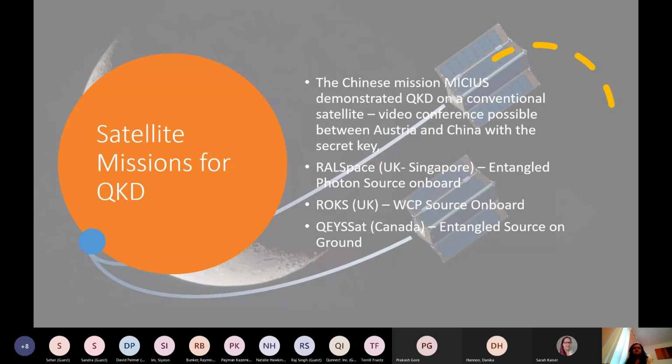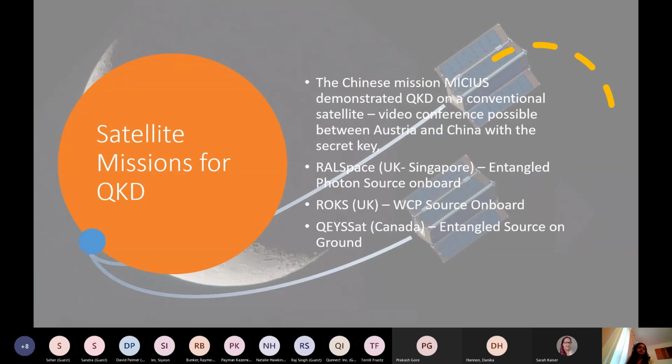There are various different missions coming up. I have just listed a few of them. ROKS Space is a UK-Singapore-based consortium which is trying to demonstrate an entangled photon source on board a CubeSat. ROKS, which is the mission I am involved in from Craft, will have a weak coherent pulse laser source on board and will try to demonstrate cloud-sensitive neural network supported QKD.